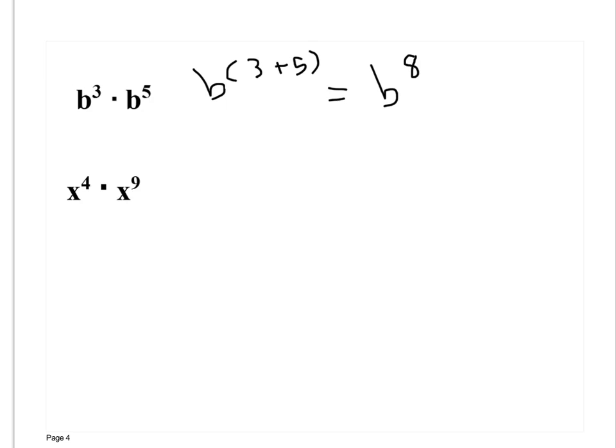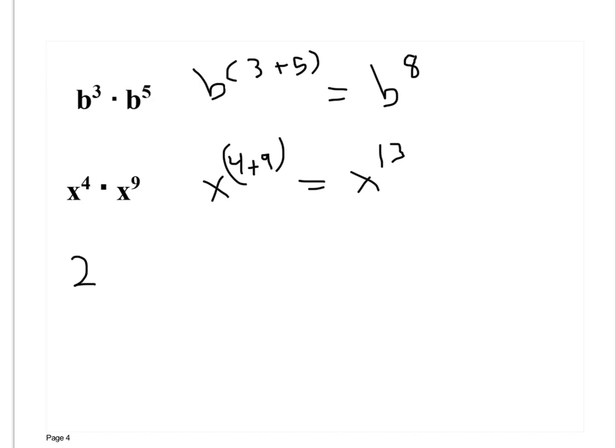So remember the rule. When we multiply bases, b to the 3rd times b to the 5th, we add the exponents. So x to the 4th times x to the 9th. We multiply bases, so we add the exponents. 4 plus 9 is 13. Let me show you why it's this way.